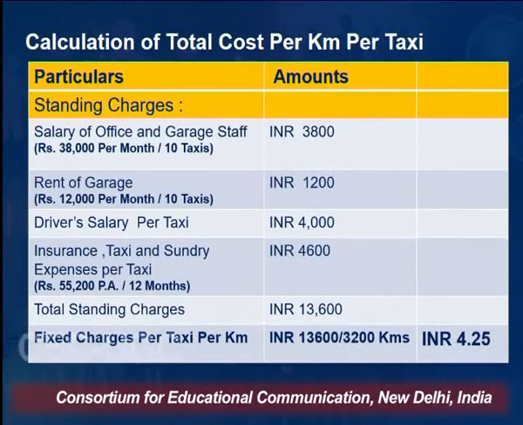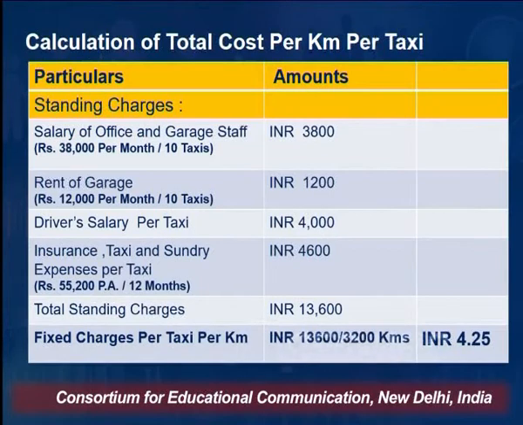So my dear learners, here is the point where we should understand what we are doing. We are simply calculating the standing charges for one particular taxi for the entire month, and then we are dividing by the total distance they have covered. Whatever distance they have covered, we have to take the effective run, and that is why we have not taken 4,000 kilometers. We have taken the effective run of 3,200 kilometers. Now fixed charges per taxi per kilometer is known to us. It is 4 rupees and 25 paisa.